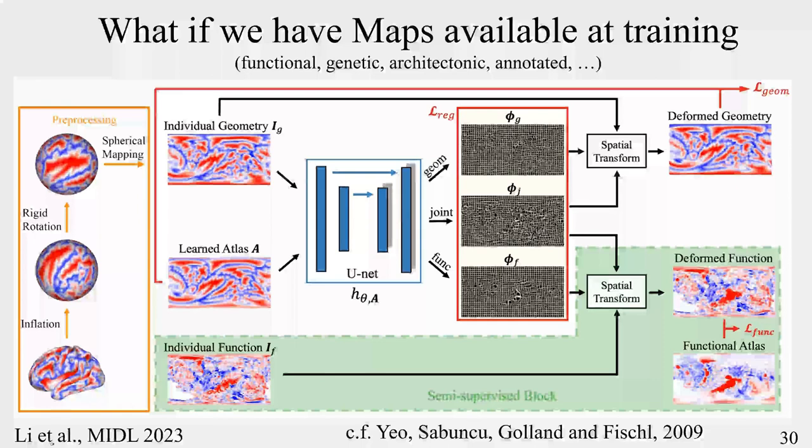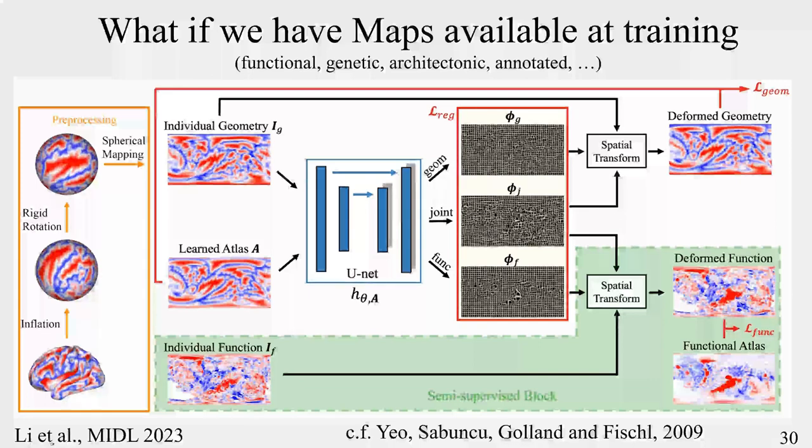And then similarly, we'll take these two transforms and compose them. We'll compute a spatial transform that we apply to the functional map. And then we apply it to a functional atlas, which we'll also learn. And again, we want to maximize the correlation, or minimize the mean squared error, between the deformed functional map and the learned functional atlas.